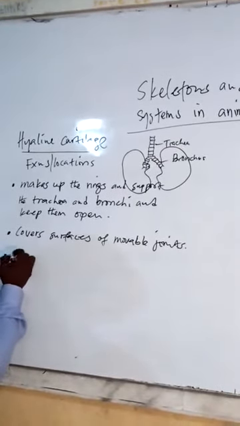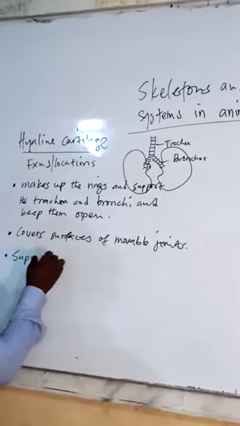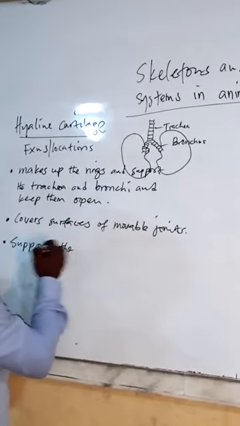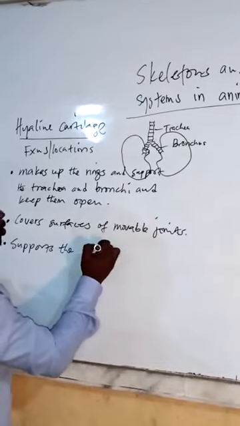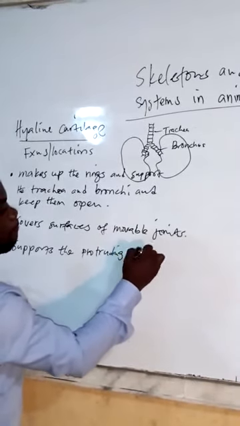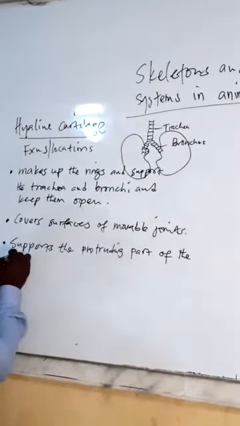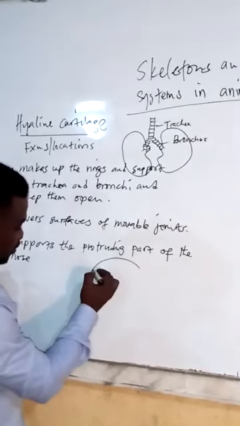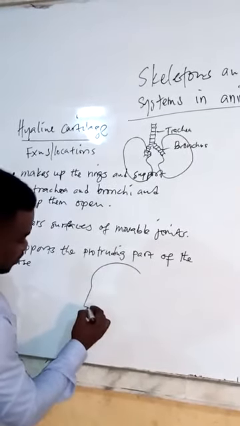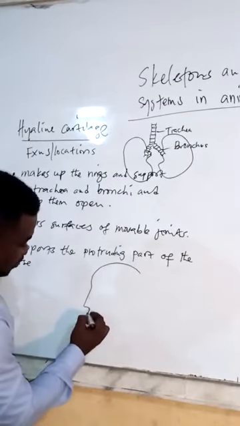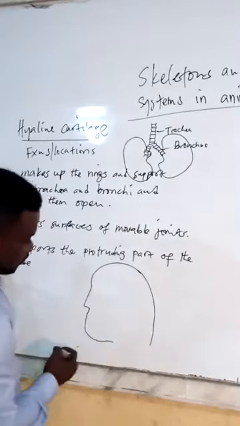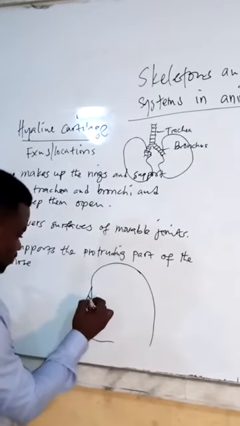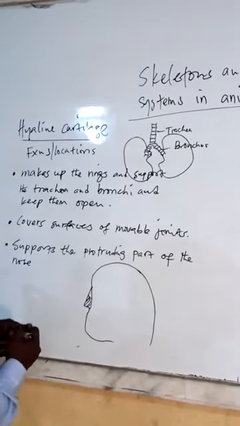The next thing is that the hyaline cartilage supports the protruding parts of your nose. Okay. So if this is Cocome's nose. Okay. Rasha, which of your classmates is this? Okay, so this is your nose, and this is the protruding part of the nose, which consists of hyaline cartilage.